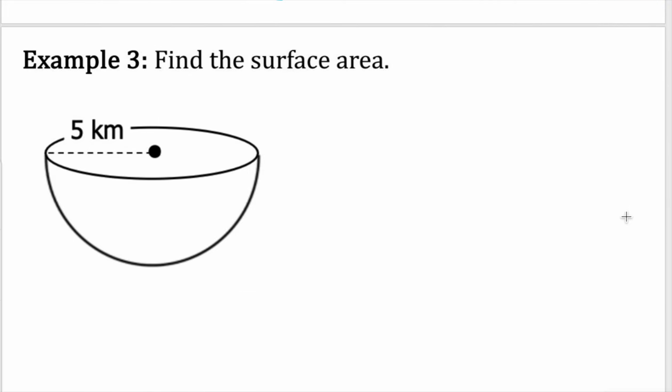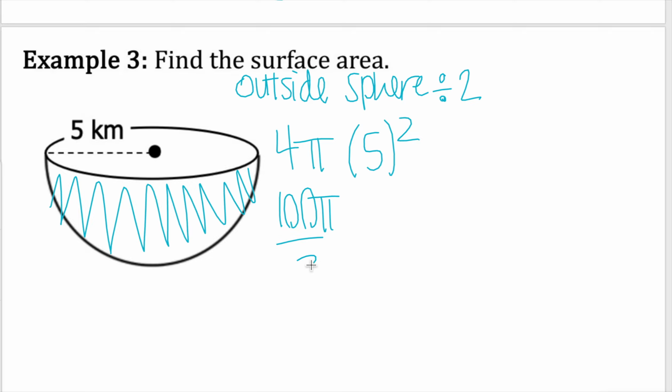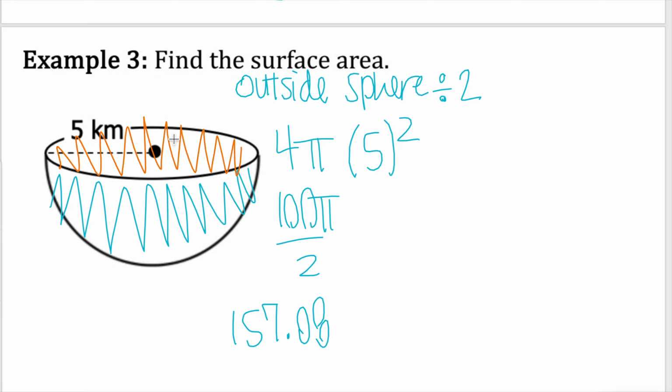Example 3 is a hemisphere, and we have to be cautious with how we're going to find the total area. The first thing we want to do is think about the outside of the sphere that would be covered if we just took the surface area and divided it by 2. So that's going to be this part right here. So how do we find the top part, which would still be easy? 4 pi times radius squared of 5 squared, 4 times 5 times 5, that's going to be 100 pi. And then 100 pi divided by 2 would be 157.08.